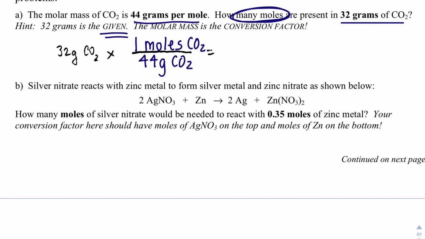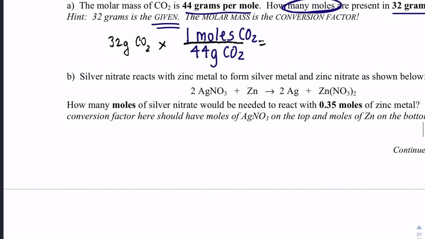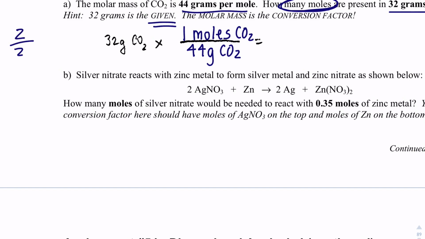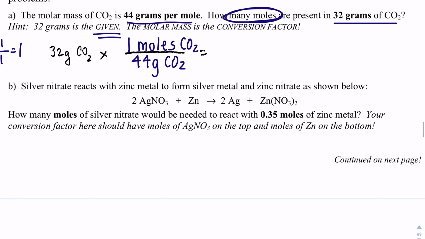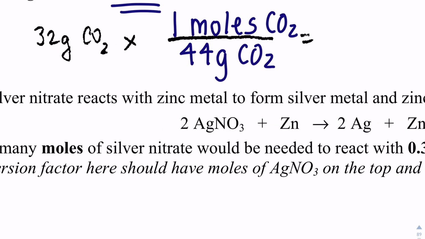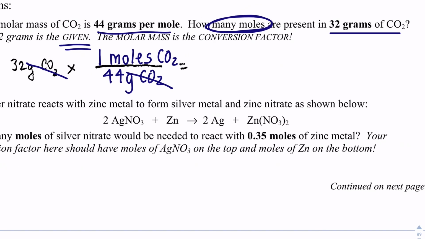The nice thing about dimensional analysis is that they cancel out. So just like if I had 2 over 2, the 2's would cancel out to give me 1 over 1, which is 1. It's the same thing with dimensional analysis, except now we do it with the units, not the numbers. So we have grams of CO2, and on the bottom, on the other side, we also have grams of CO2.